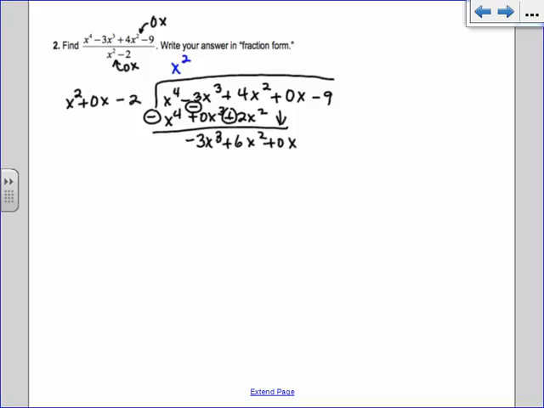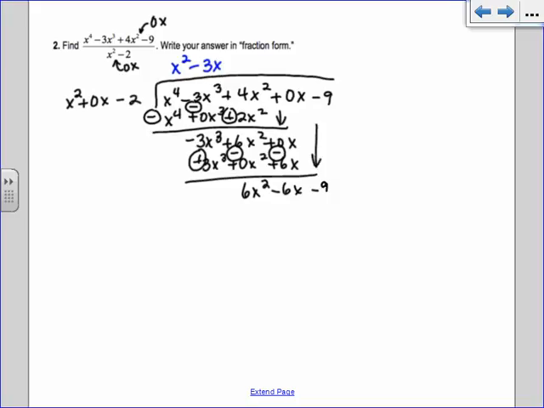All right, and I repeat the process. So it's now like this is my new dividend. So I say, what do I multiply x squared by in order to get the negative 3x cubed? Right, so I multiply it by negative 3x. So I take the negative 3x and I multiply by everything in the divisor. So I have negative 3x times x squared is negative 3x cubed. Negative 3x times 0x is plus 0x squared. Negative 3x times negative 2 is plus 6x. And I draw the line, change the signs. So when I add straight down, the x cubes go away. I get 6x squared minus 6x. And I drop the minus 9.